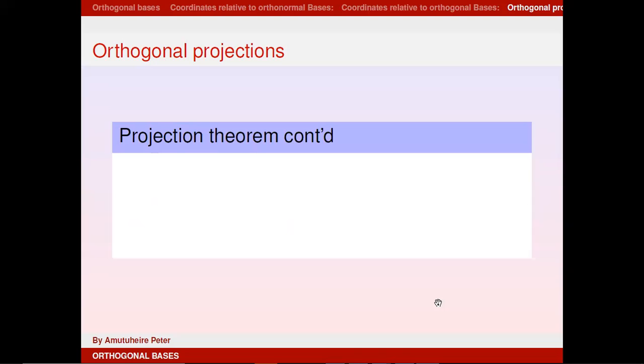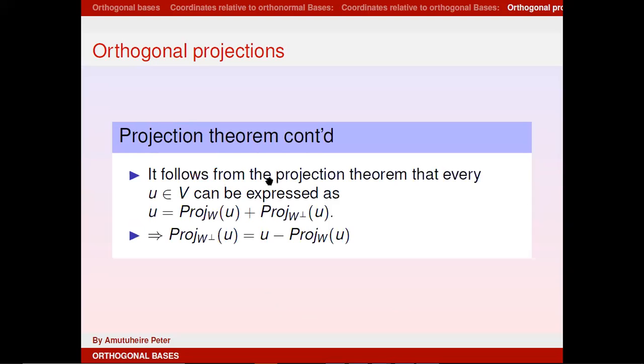And it follows from the projection theorem that every vector U can be written as W1, which is the projection of U on W, plus the component of U which is orthogonal to W. That means that to get the component of U which is orthogonal to W, we take the vector U minus the orthogonal projection of U on W. So we are here.